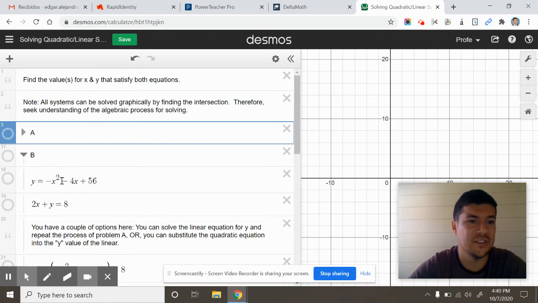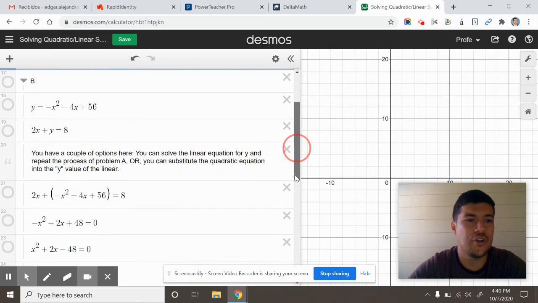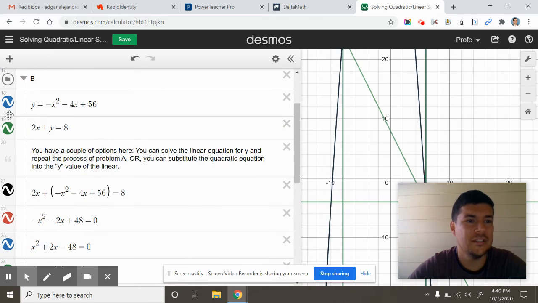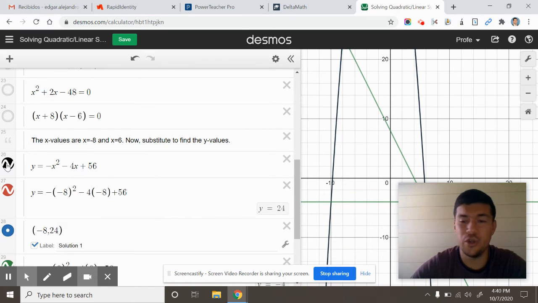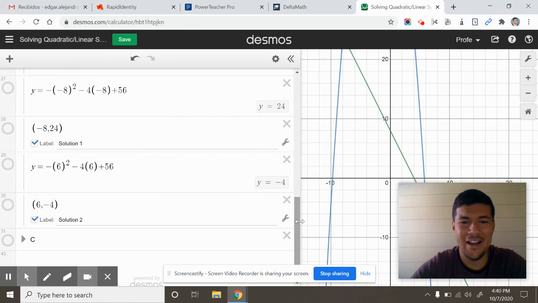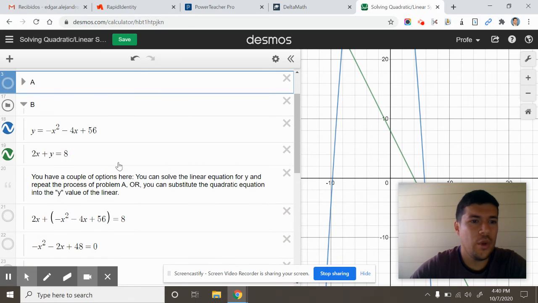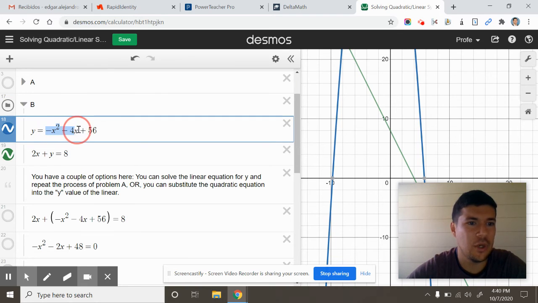I'm going to show you a second system, where you have your quadratic in y equals, but your linear function is not in y equals. Your linear function is in standard form. So I'm going to do this one a little bit different. Disclaimer, you could take the linear equation and solve it for y and do the same thing that you did in the first problem. However, we are going to spice things up a little bit. So we have 2x plus y equals 8. And we're going to take negative x squared minus 4x plus 56, and substitute that into y of the second equation.